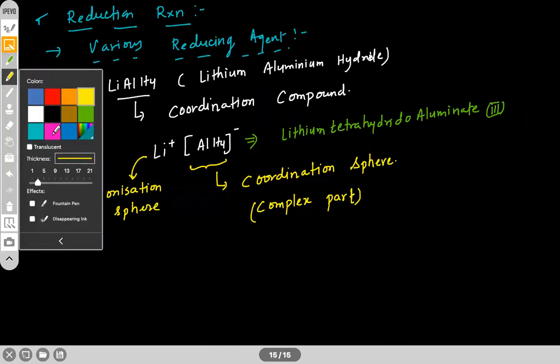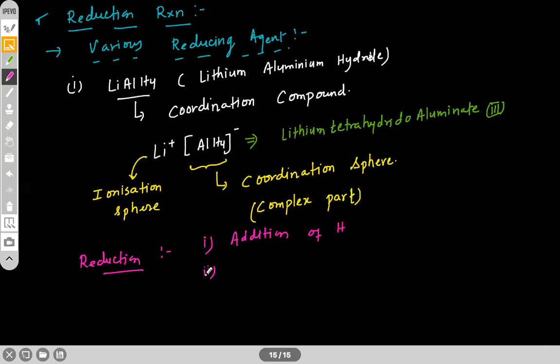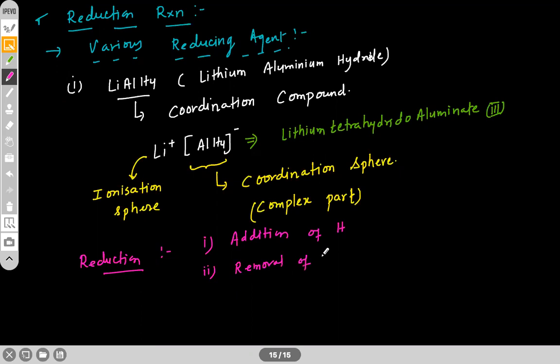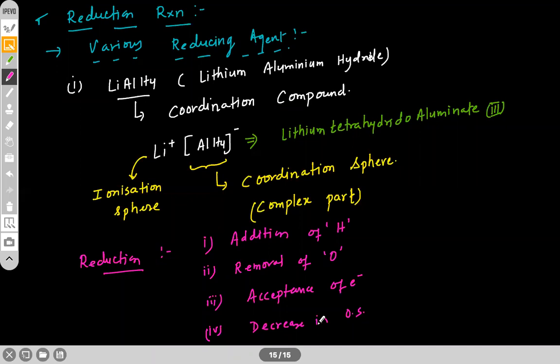Now, let's understand a little about the reduction reaction. What is a reduction reaction? Reduction is the reaction in which there is an addition of hydrogen. Addition of hydrogen is reduction. Hydrogen is an electropositive element. So removal of an electronegative element, that is oxygen, is reduction. Third way, acceptance of electrons is again reduction. When you accept electrons, the oxidation state decreases. So a decrease in oxidation state is reduction. All these four different ways we can understand a reduction reaction.